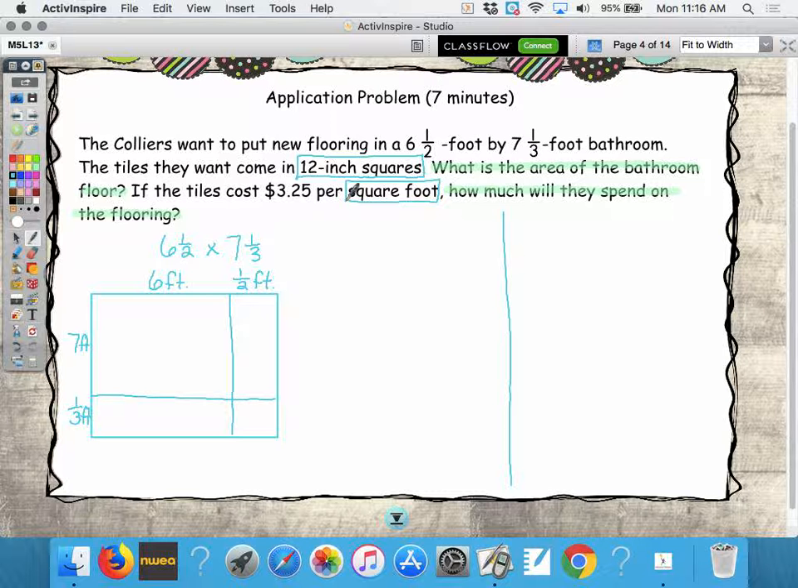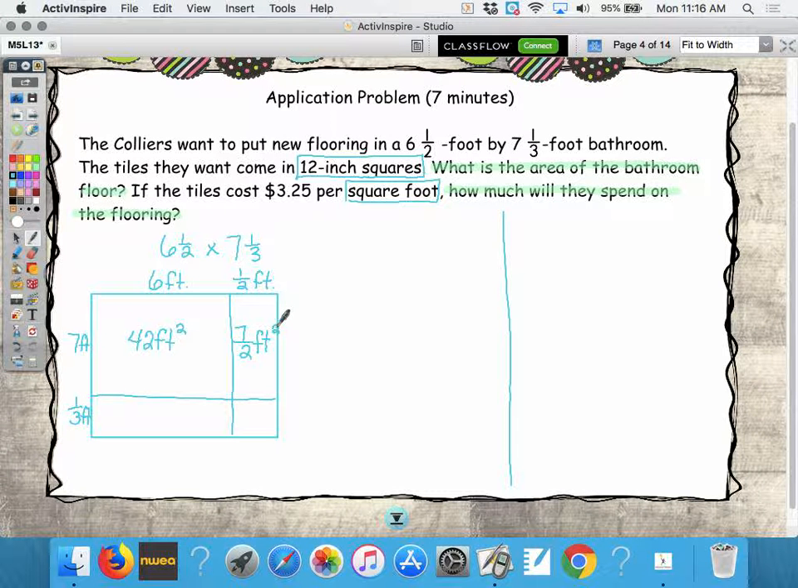Okay, so now help me out. Cheney, help me do this first row of the area model. 6 times 7. 42 square feet. 7 times 1/2. 7 halves. I think we'll leave that as a fraction for right now, okay?